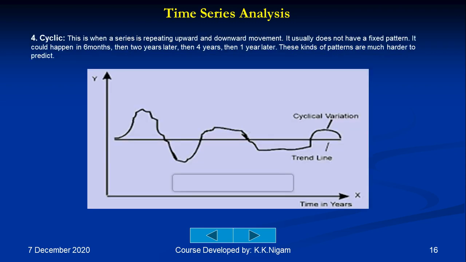Now cyclic. This is when a series has repeating upward and downward movement. It usually does not have a fixed pattern. It could happen in 6 months, then 2 years later, then 4 years, then maybe 1 year later. This kind of pattern is much harder to predict.